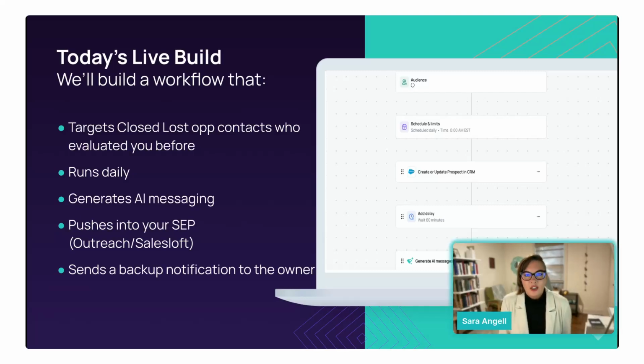So before we actually jump into the live build, which I promise is coming very soon, the workflow we'll build together is going to do one job really well. It finds people who evaluated you in the past, close lost opportunity contacts. It makes sure they're actually worth approaching again, putting in this effort. We're going to use simple filters like making sure they're persona matching, they have an email address, that they're not currently in a sequence, we're not already working them, and that we haven't worked them recently.